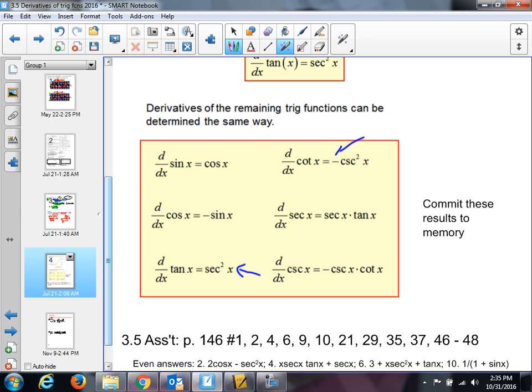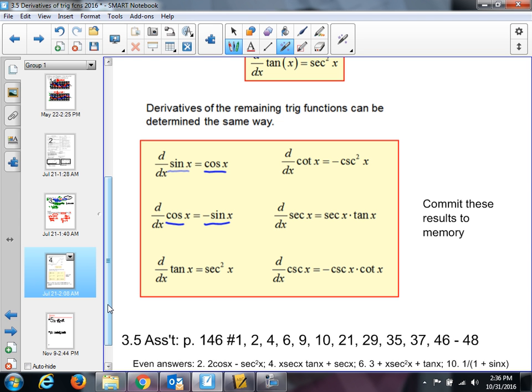Cotangent, secant, cosecant. Now, I'm saying commit these results to memory. Why? Well, I'll give you these on Saskatchewan type evaluations, but on the AP ones, you're going to need to know them. So I'll just talk to you a little bit about them. People tend to know this. Derivative of sine is cos, just because it seems simple, and you use it the most.